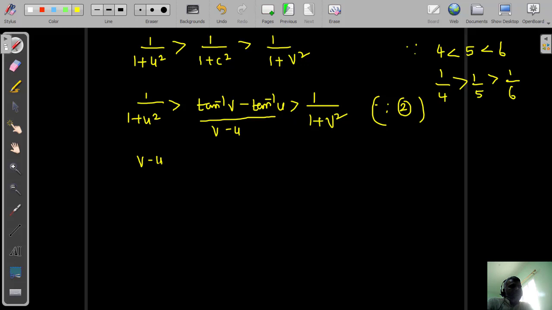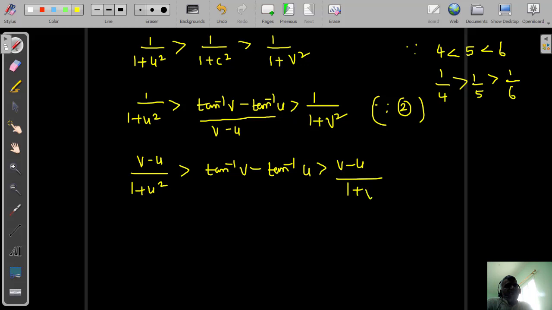So v minus u divided by 1 plus u square. Here it is more than, and v minus u gets cancelled out. Tan inverse v minus tan inverse u is again more than v minus u divided by 1 plus v square, multiplying the numerator by v minus u. After that, we have the result like this simply.